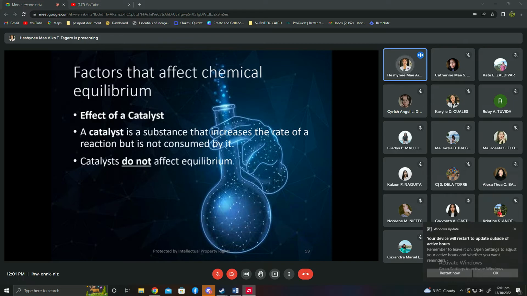Last factor, we have the effect of the catalyst. Take note, it does not affect equilibrium. It remains unchanged in our reaction rate. It merely speeds up the attainment of equilibrium. Your catalysts are unchanged and unaffected in our chemical reactions.